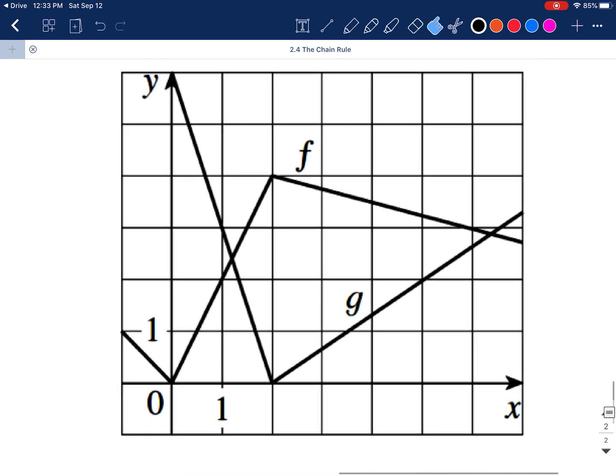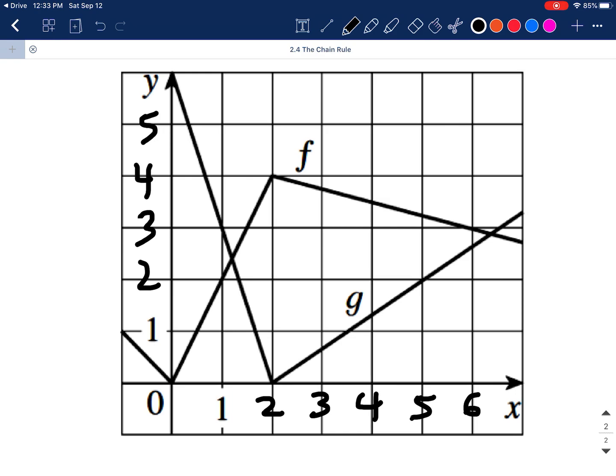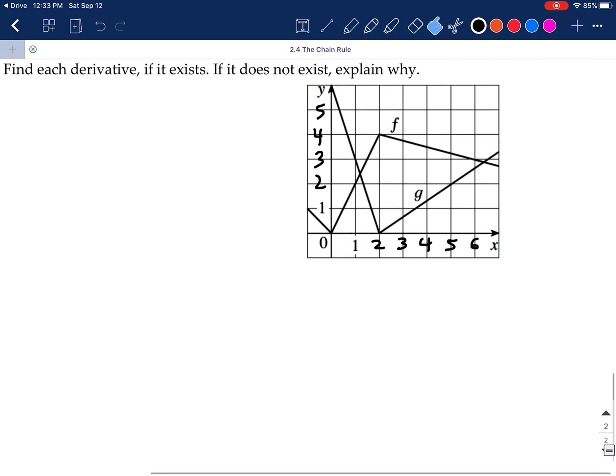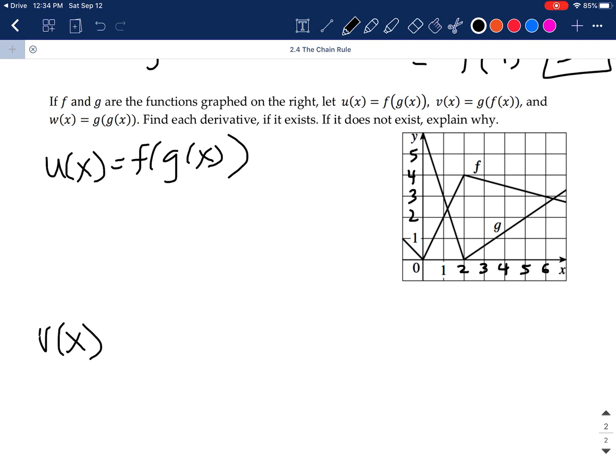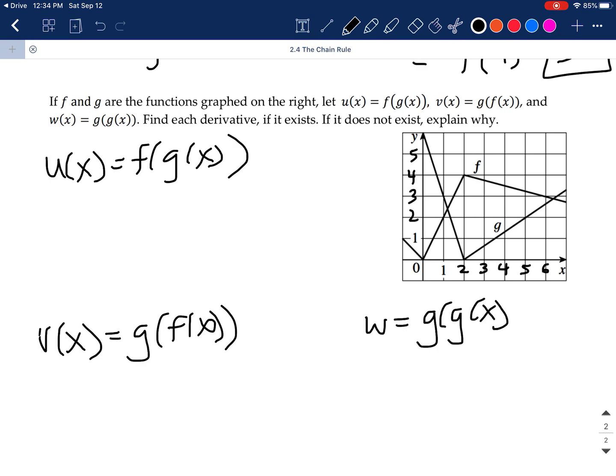And we should also look at a graphical example for sure. So we've got f and g graphed here. Let's see what we get. All right, so we've got u is f of g. V is g of f. And then w is g of g. So we're going to compose g with itself. Perfect. And we want to find the derivative at 1, I believe.